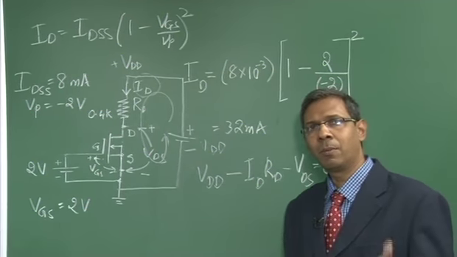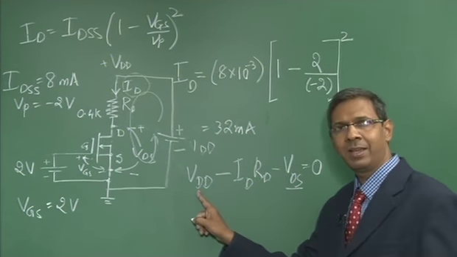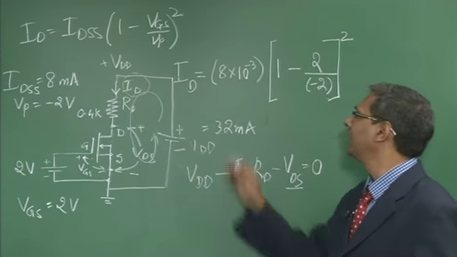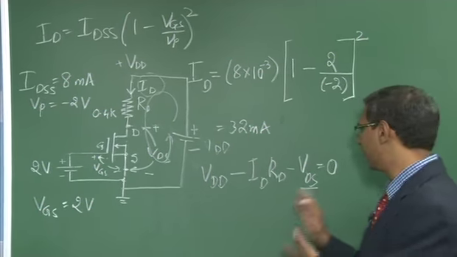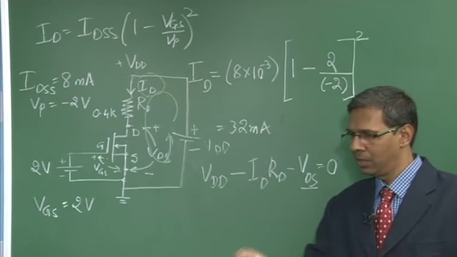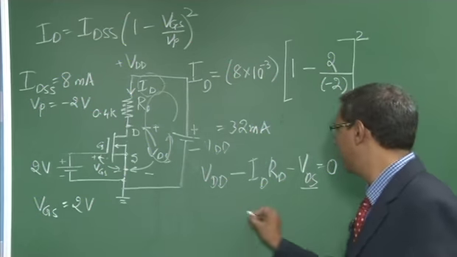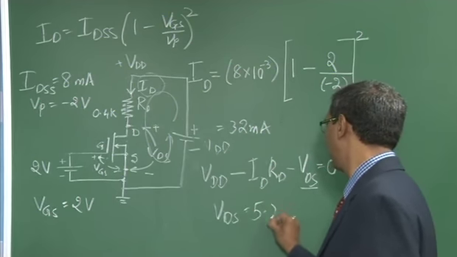So what was my goal? My goal was to find VDS. Do I know VDD? Yes. Do I know ID? Yes, just now calculated. Do I know RD? Yes. So what is left then? Substitute these values and find the value of VDS. So you can just go ahead and do that. We are going to get your final VDS as 5.2 volts.